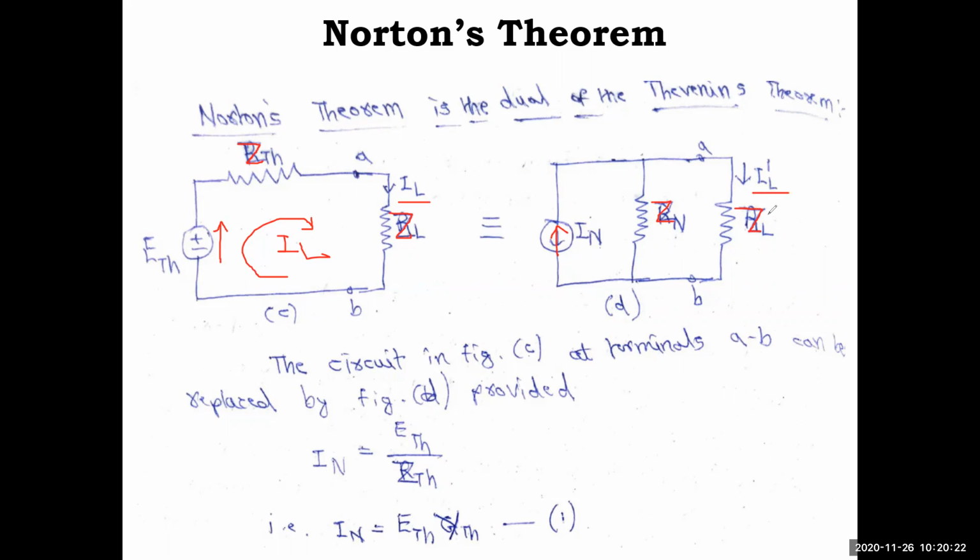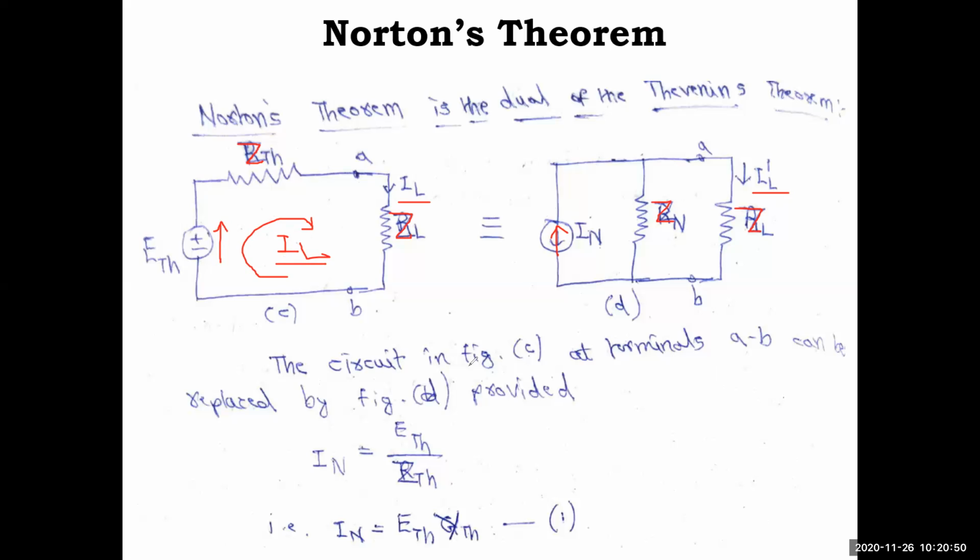Now how we prove that is, we'll apply KVL here, and we'll get an expression of IL in terms of IN and this load, all these parameters. Similarly, we'll apply KCL here, because it looks like a node, and we find the same IN current. Then we compare that. If IL dash and IL come the same, then we say it is dual.